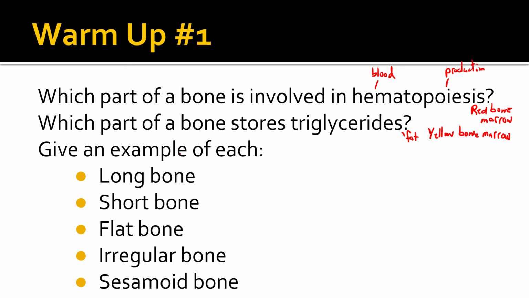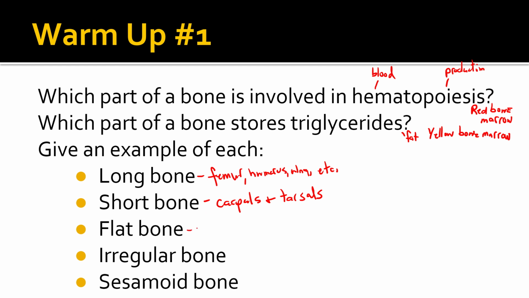And then the example for each, and there's lots of different ones you could do. So a long bone, you could pick like the femur would be a great example, but you could have done like the humerus, you could have done the ulna, any of the longer bones of the limbs would work for this one. Short bone, there are only 2 types we talked about, the carpals and the tarsals. So if you named any one of those bones, that would work.